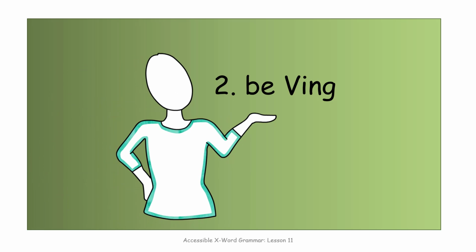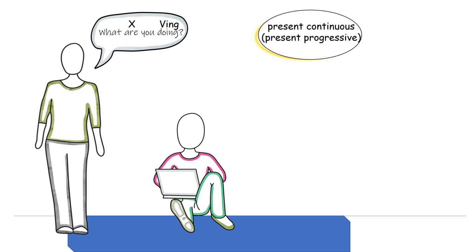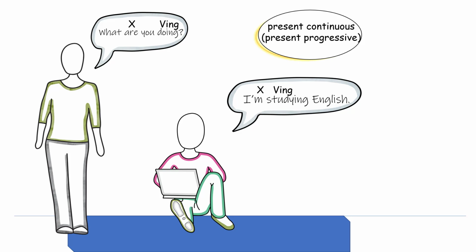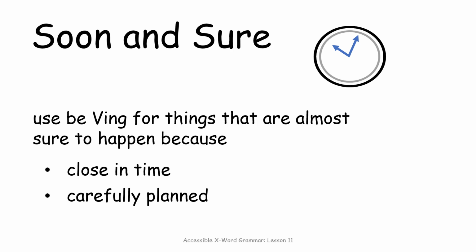The third way to talk about the future is be plus VING. You probably learned this form as the present continuous or the present progressive, as something that is happening right now. What are you doing? I'm studying English. But we also use be VING for future actions that are almost sure to happen, because they are close in time or because they have been carefully planned.